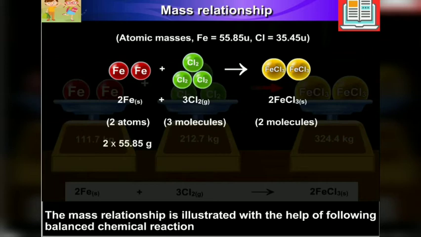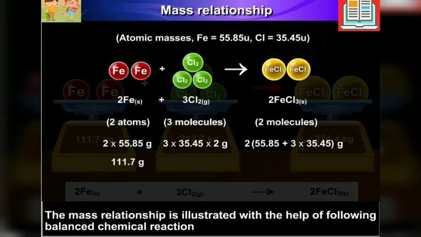2 into 55.85 grams, plus 3 into 35.45 into 2 grams, gives 2 into whole bracket 55.85 plus 3 into 35.45 grams.